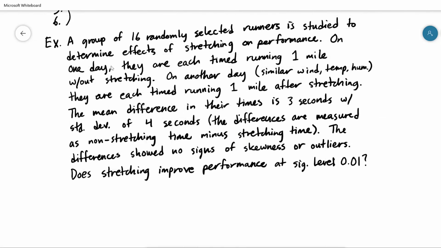Let's just go through this together because there's a lot to unpack here before we jump into it. So we've got a group of 16 randomly selected runners, and we're studying them to see whether or not stretching improves their performance. On one day, they all run a mile, we timed them, they didn't stretch. A second day, under similar conditions, they each run a mile, we time them, but it's after they stretch. We compare the times. So we take the difference between the day that they didn't stretch minus the times they got on the day that they did stretch, and we find that that average difference turns out to be 3 seconds, with a standard deviation of 4 seconds.